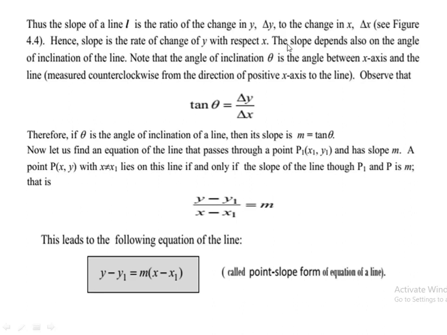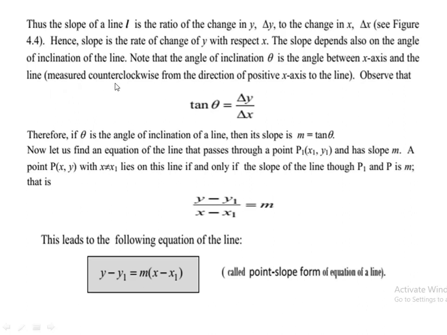Now the slope also depends on the angle of inclination of the line. Note that the angle of inclination theta is the angle between the x-axis and the line.